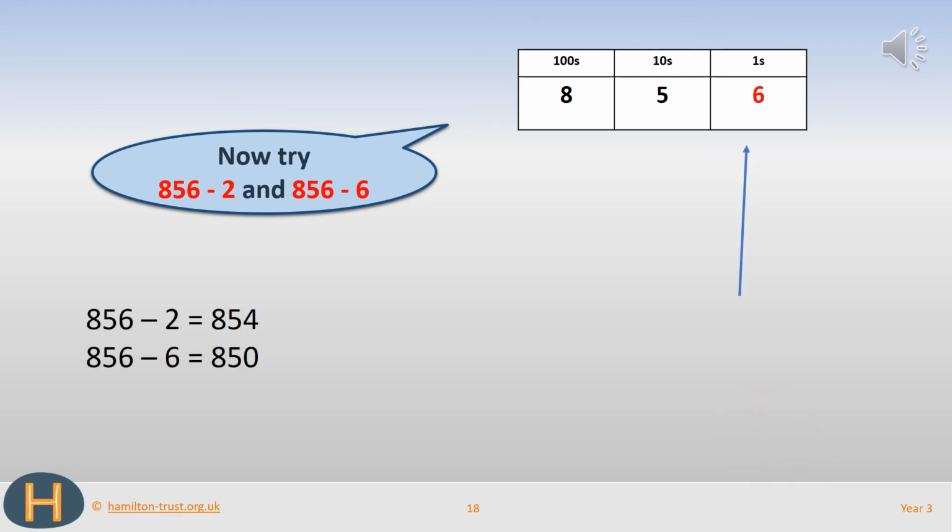So let's have a look at the last two questions in this section. 856 take away 2 is 854. When I take away 2 from 6, I get 4. Second question, 856 take away 6, and that equals 850. So just see how you notice in the ones column, when I took away 6 from 6, I'm now left with 0. And if you could remember, that 0 is now a place value holder. It means that I have no ones left over.